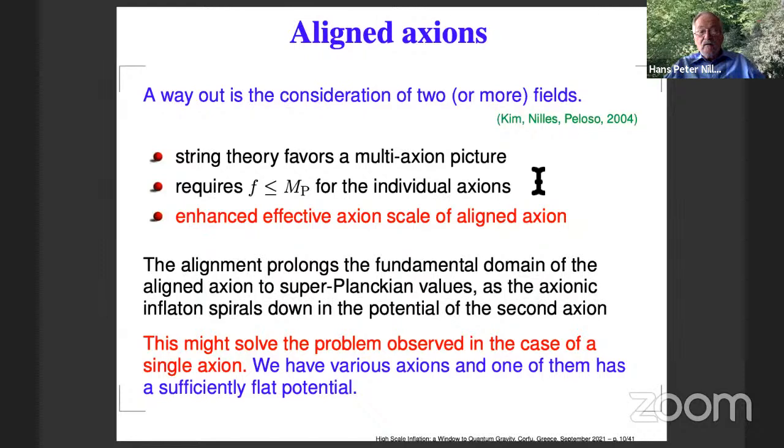But now the axions in the potential can be aligned in such a way that there's an aligned axion and it has an enhanced scale. That means you can, with the alignment, prolong the fundamental domain of the aligned axion to super Planckian values. So that might solve the problem which appeared in the case of a single axion. We have various axions now, and one of them has a sufficiently flat potential where the others do not.